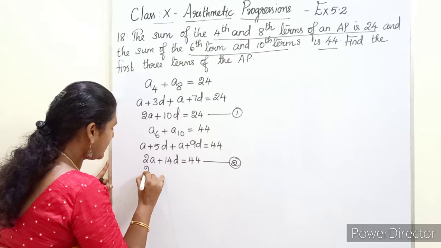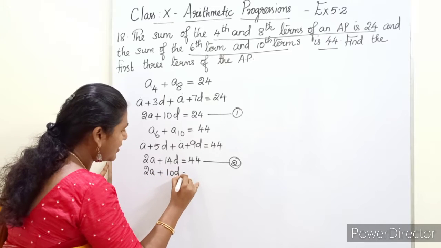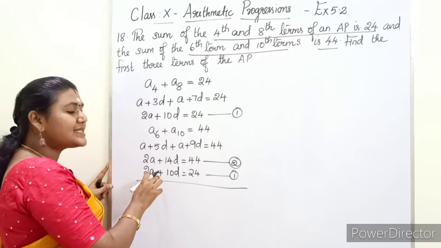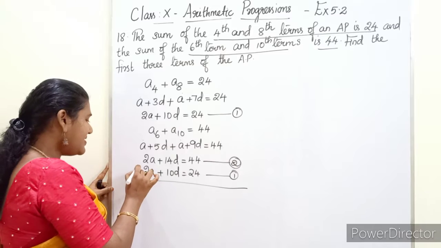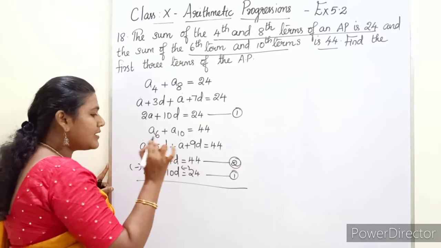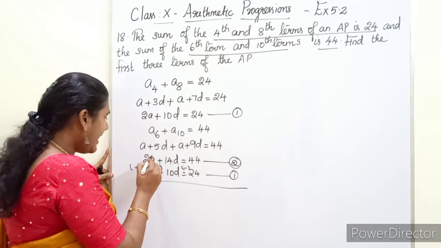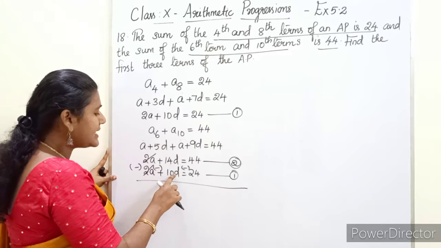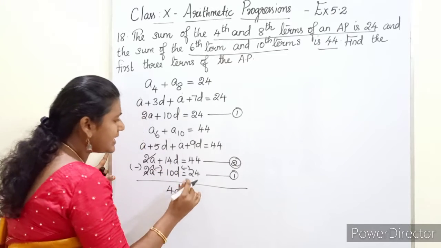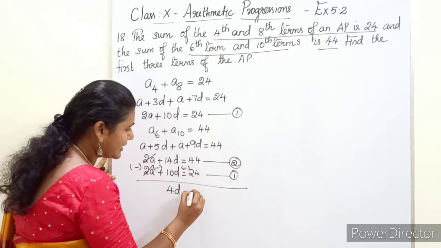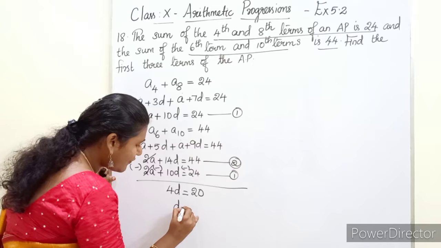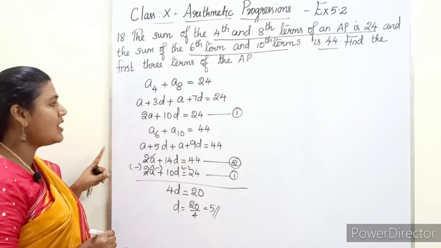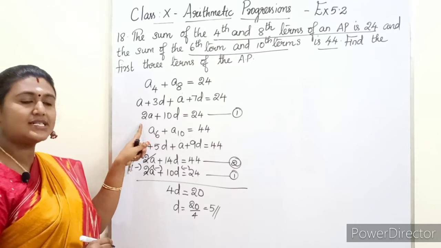So we will take this first equation, that is 2A plus 10D is equal to 24. Here if you see, the coefficient of A is same, so we will subtract these two equations. So we will change the sign of each term of the second equation. So what will happen? This 2A and this 2A will get cancelled, and 14D minus 10D, that is 4D, is equal to 44 minus 24, that is 20. So the value of D is equal to 20 by 4 is equal to 5. So we got the value of D as 5.